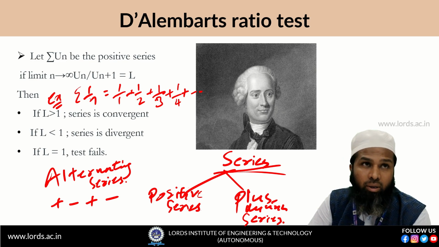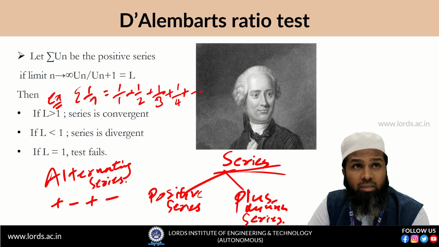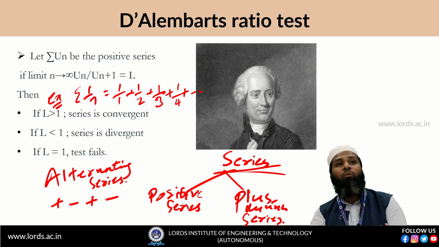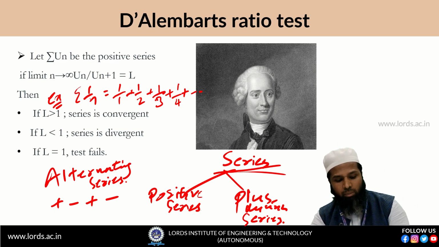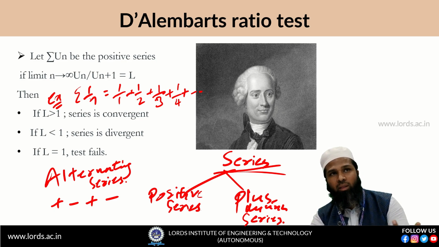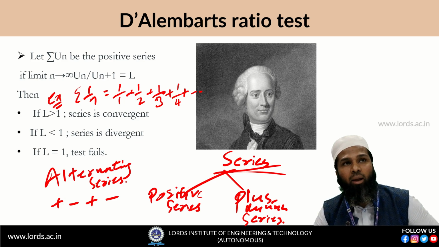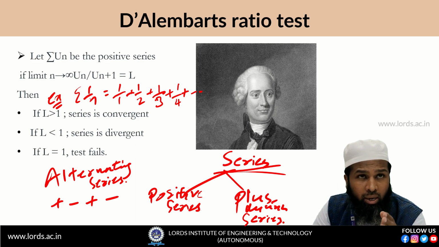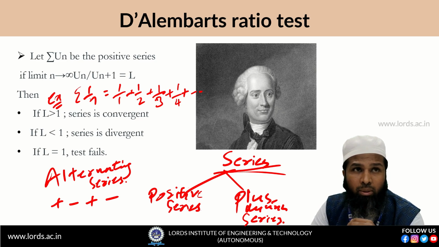So what is the condition taken by him? Let summation u n be a positive series. The first condition is that whatever series you are checking for convergence should be a positive series. And the formula given by him is the limit as n tends to infinity of u n by u n plus 1. u n is the nth term, and u n plus 1 is the n plus 1th term. We have to calculate the limit of this ratio, u n by u n plus 1, and if the limit exists, it equals some L.